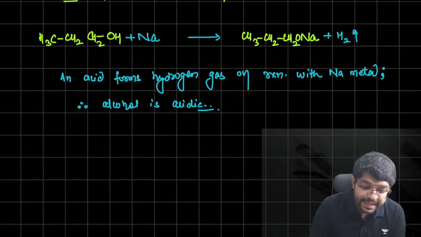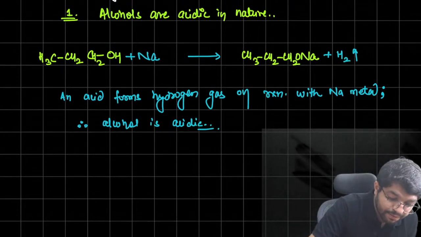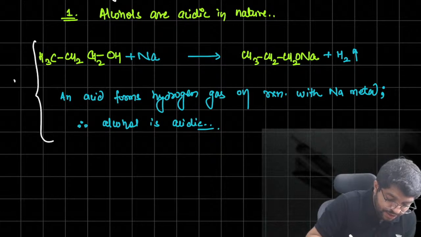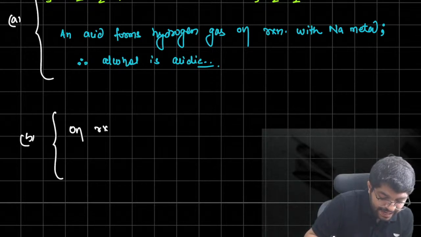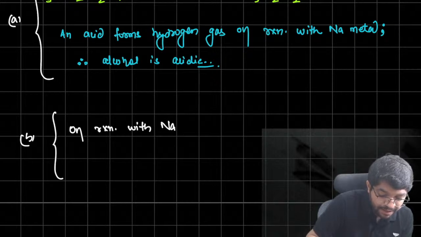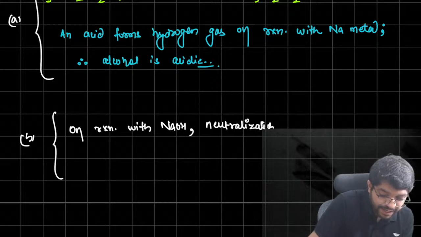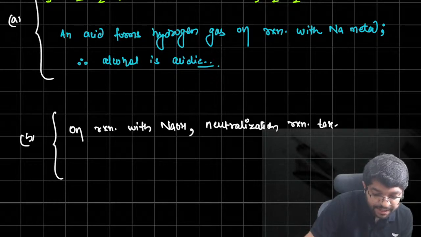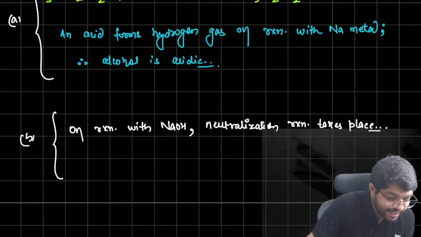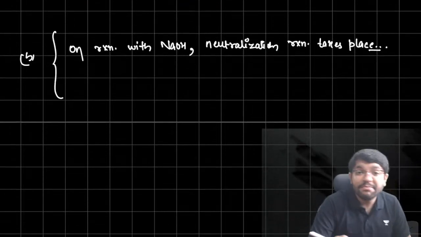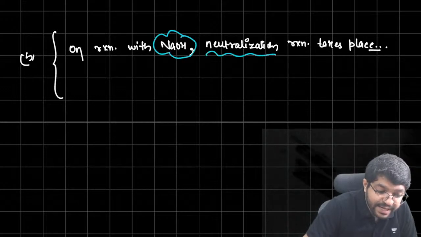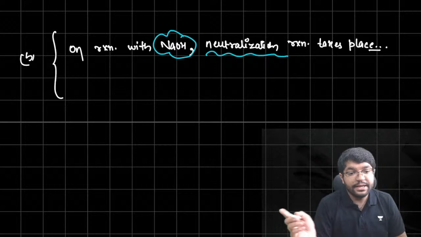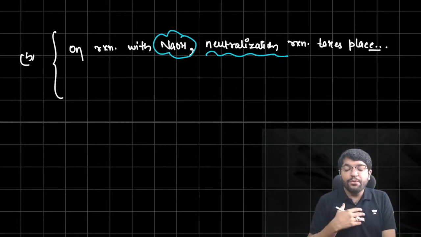Sorted, sir. This is my statement 1, point number 1, clause A. And my clause B here is, on reaction with NaOH, a neutralization reaction takes place. What does that mean, sir? It means when I'm reacting with a base as a neutralization, oh, the light has come. I'll just quickly readjust the lights in a second. But okay, on reaction with NaOH, the neutralization takes place.